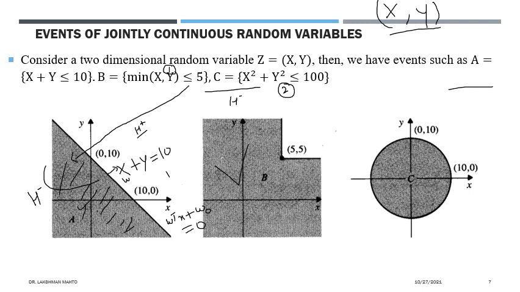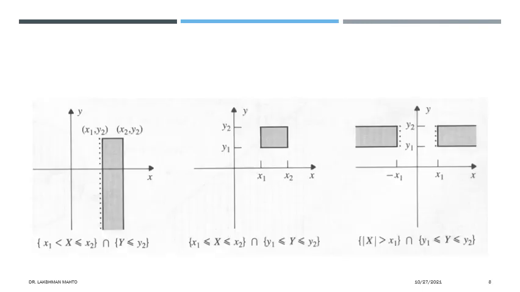Minimum of x, y less than or equal to 5. Now if you talk about the third event, it says that x squared plus y squared is less than or equal to 10. That means we have a circular region with radius 10. So this one is the event. These are the events in the case of jointly continuous random variables. That means we have two random variables and we are defining jointly continuous random variables. Now further we will talk about events in various forms.